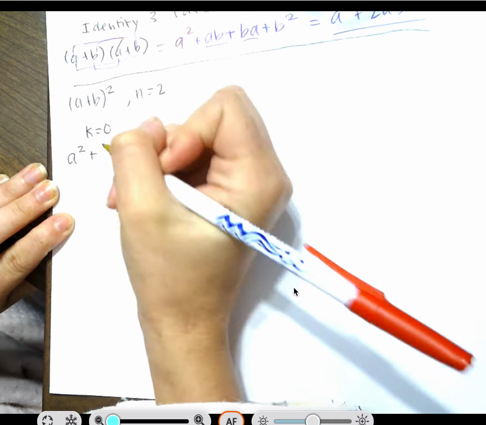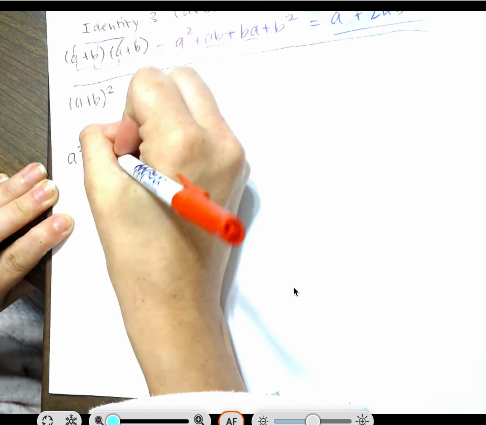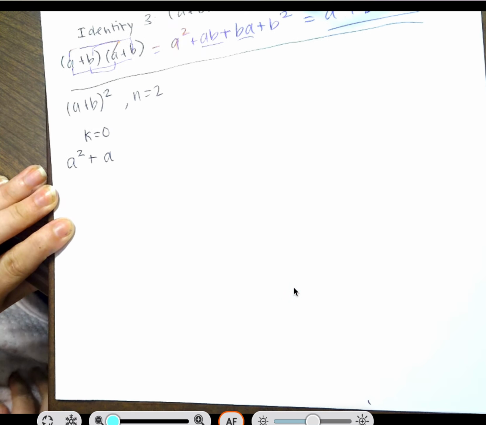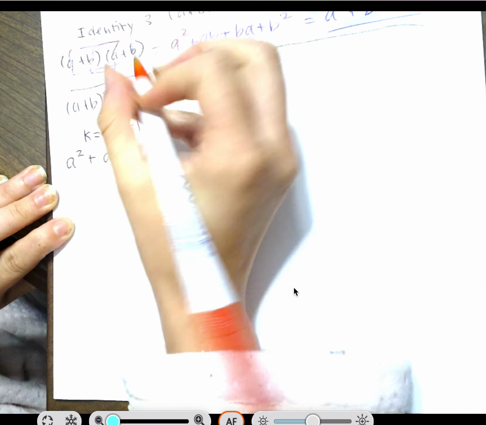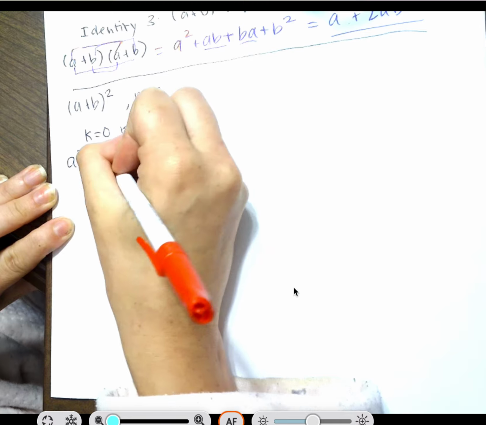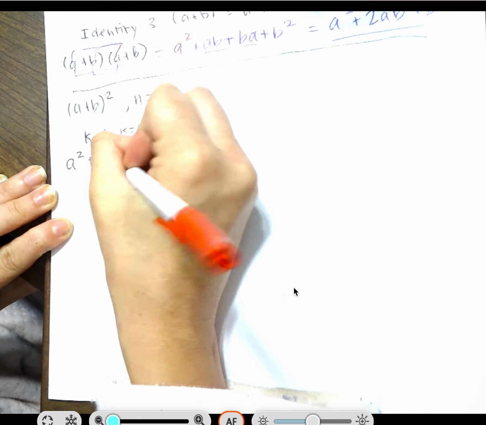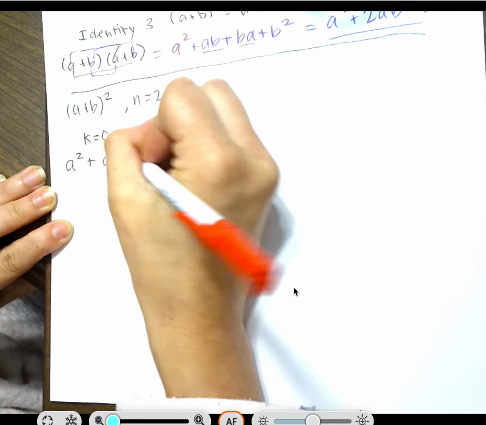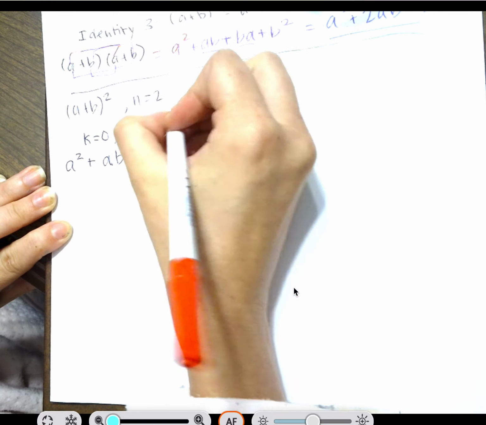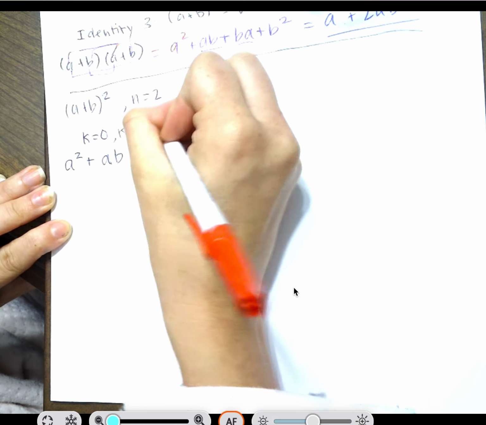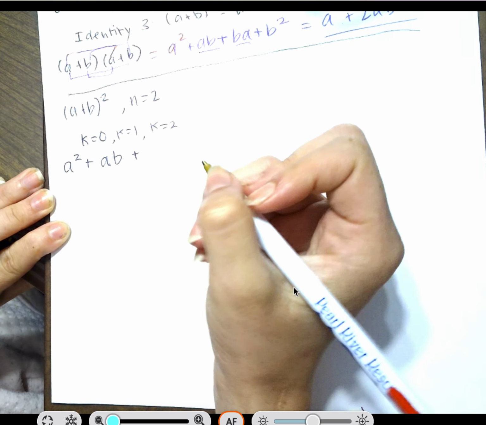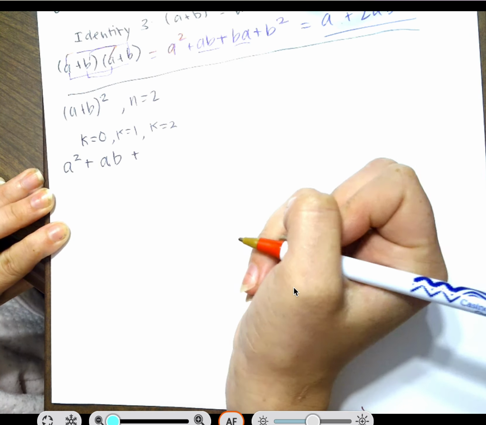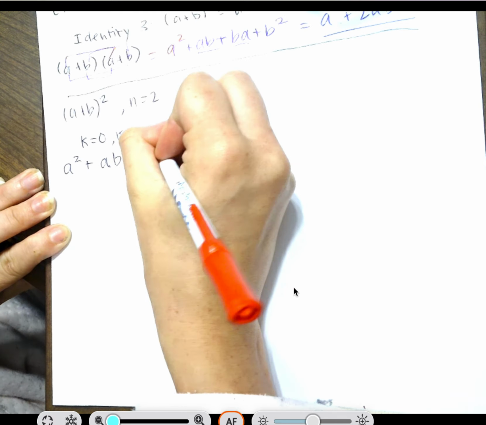All right, add your next term, a to the n minus k. Well, now k equals 1. 2 minus 1 is just 1. b to the k, b to the first power, is just b. Plus, now we have k equals 2. a to the 2 minus 2 is a to the 0 power, or just 1, plus b to the k.